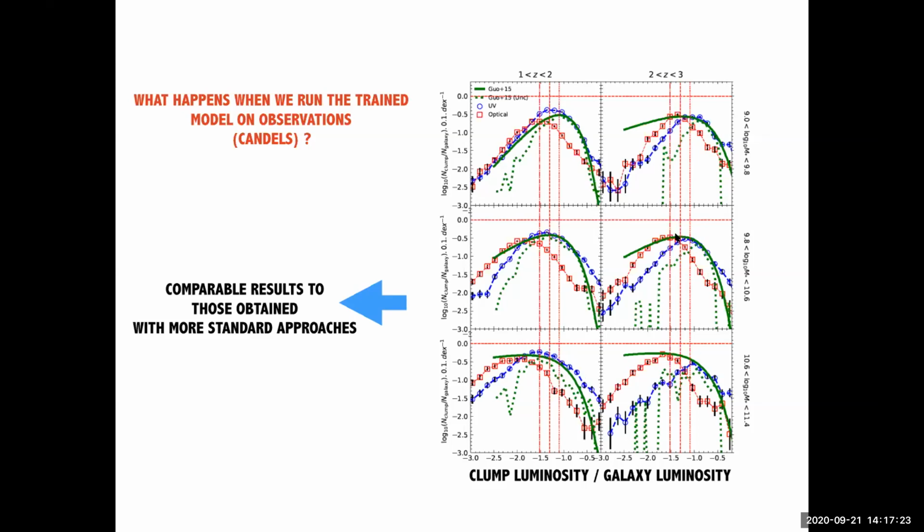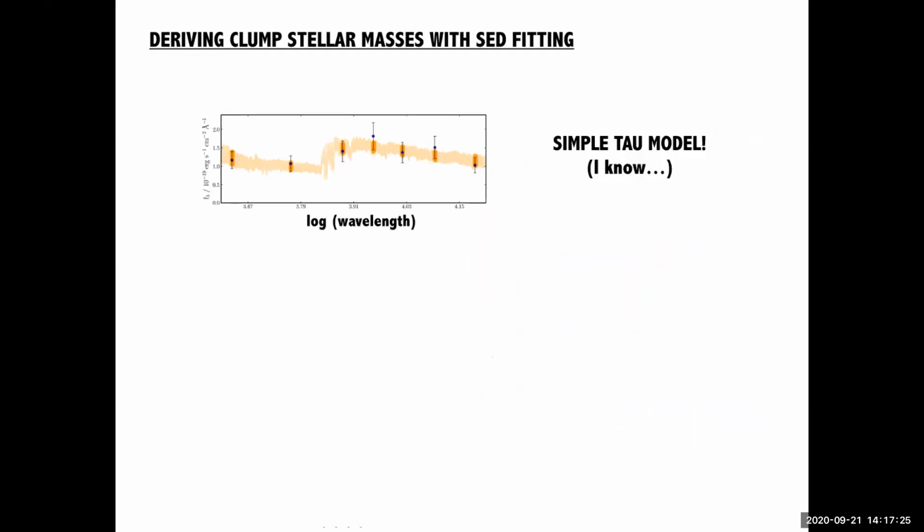with simplistic simulations. Okay, so once you get these detections of clumps, to put constraints on the origin of those, we need to get stellar masses. And here I don't use any fancy thing. We just use SED fitting. So we measure the luminosity of the clump in all the bands, so 7 bands. We are using the GOODS fields, and we run a simple tau model.